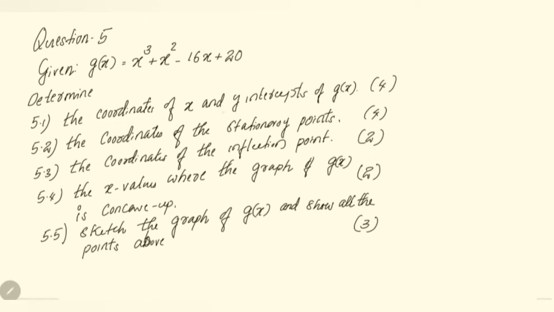Determine: first question is find the x-intercept and y-intercept. You have to find the coordinates of the x-intercept and y-intercept. You can see that the mark allocation is also given here. 4 marks are for the x-intercept and y-intercept. Then the next question, you have to find the stationary point. Third question is you have to find the point of inflection. Then the second last question is you have to find the x values where the graph is concave up. Then at the end, the last question is sketch the graph of g of x and show all the points above. So we can do the questions one by one.